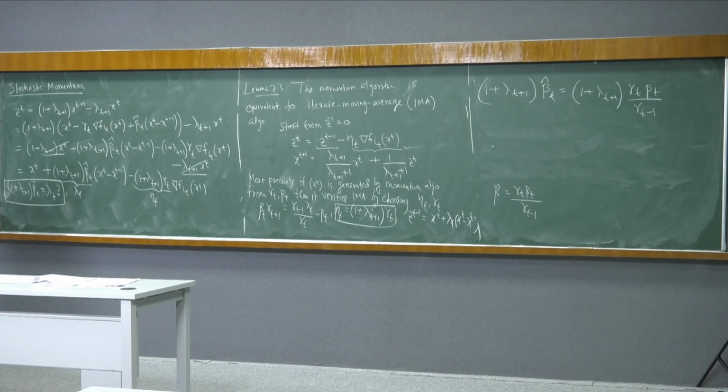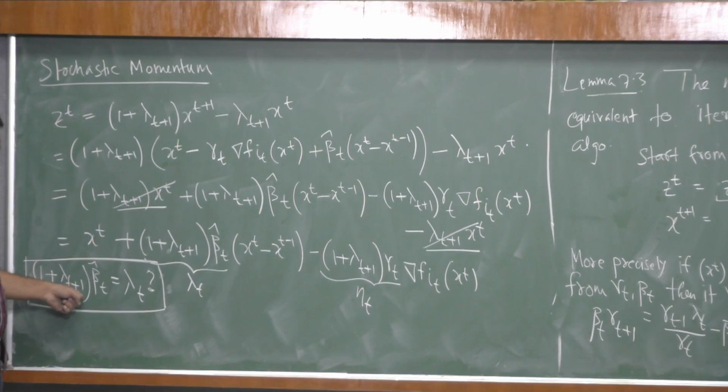So you see what I'm, okay, I see. So what you're saying is, if I solve for gamma t from there, then whatever expression comes here will be of this form, 1 plus lambda t plus 1 and beta hat t given by that. And what we are doing is the other way actually.